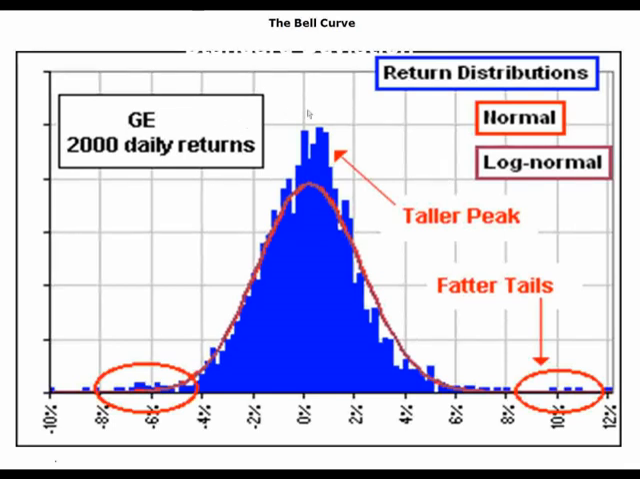You can see that there are many taller peaks than we would expect, and also fatter tails, which indicates that statistically highly improbable events occur in the stock market more often than we would expect when using statistical techniques.